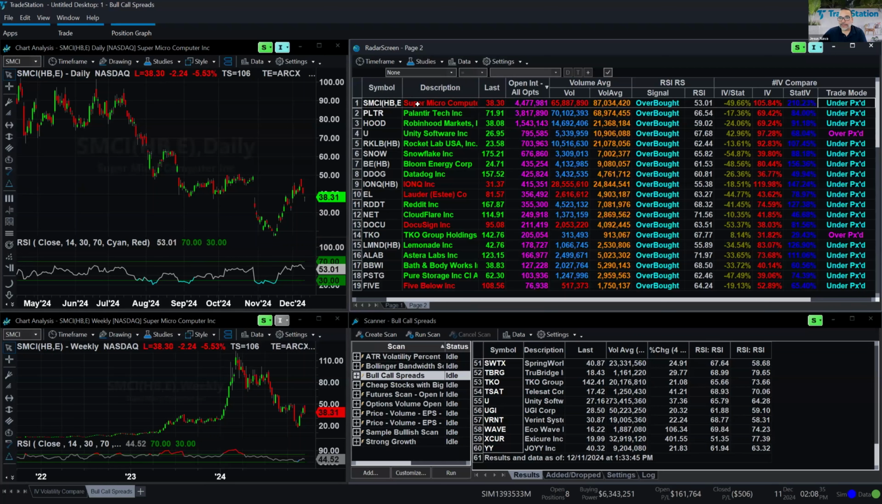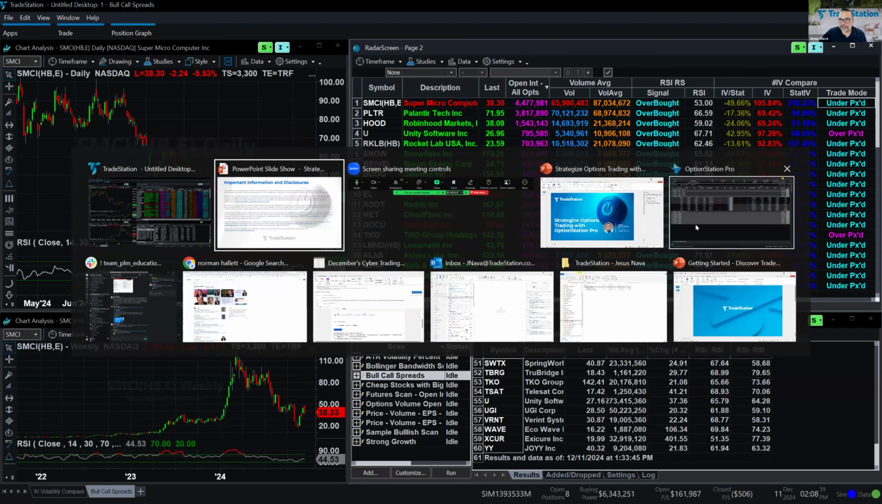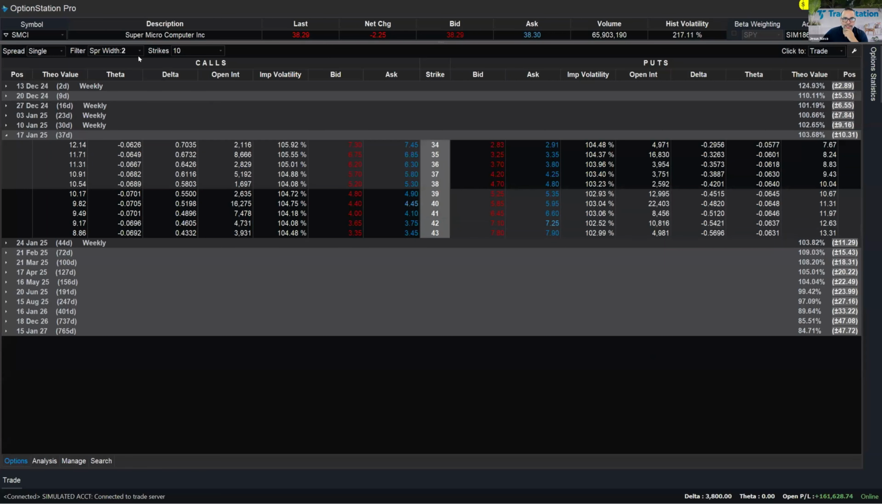When I pulled up Super Micro Computer inside of OptionStation Pro, this is what I saw. All right, this is Super Micro Computer. You can see the stock up here. You can see that this is the option chain of the options that expire January of next year, 2025. So there's still about 37 days until the expiration of this option group. Now take a look at the bid and ask prices of these options. On the call side, we're talking about $5.25. On the put side, we're talking about $4.70.